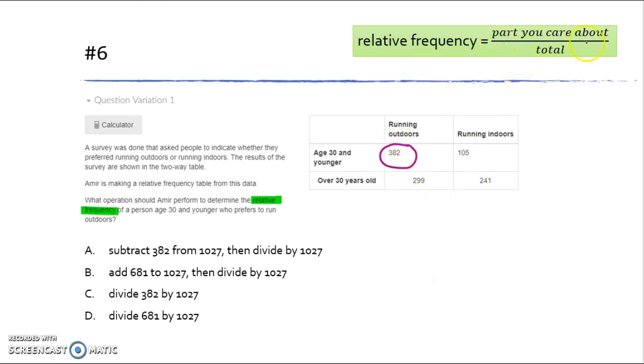So if I take the part that I care about, that's going to be my 382 people, and I would divide that by my total number of people. And you would have to figure out what the total number of people represented in this table would give you.